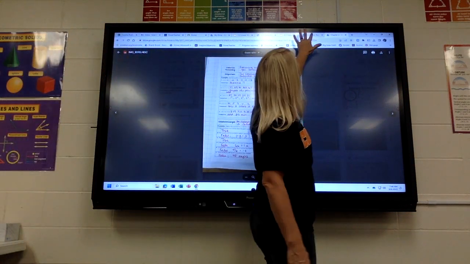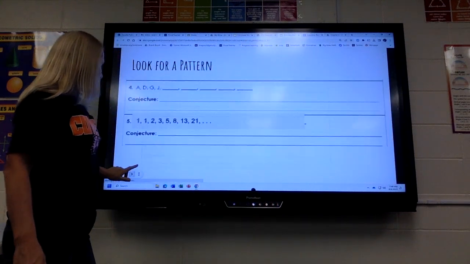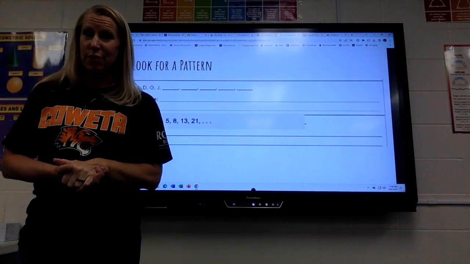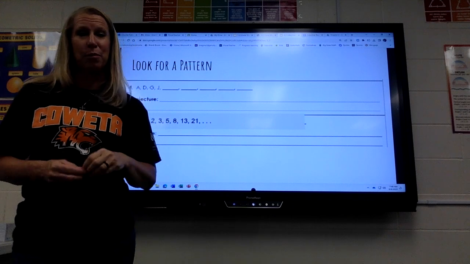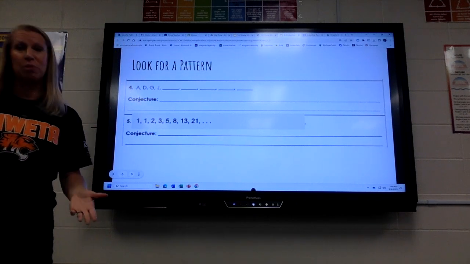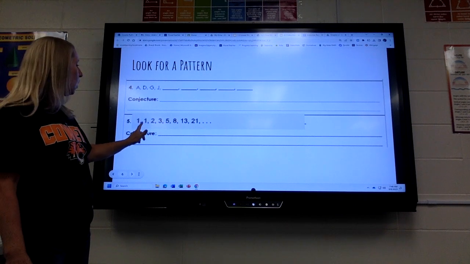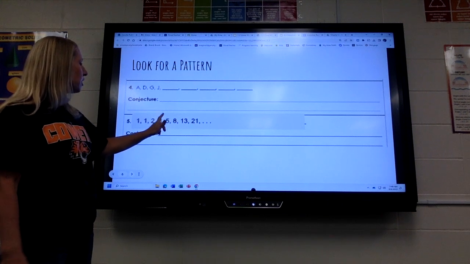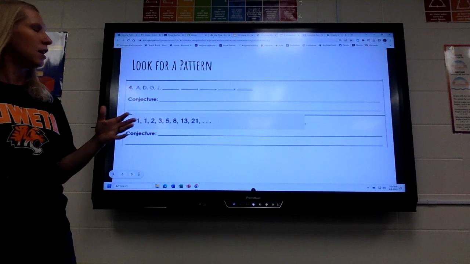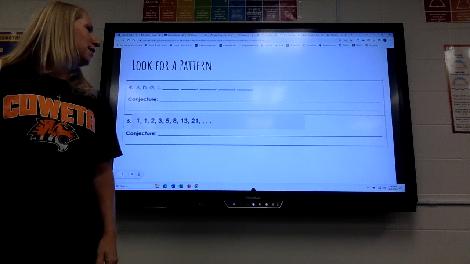Now, a really important sequence of numbers is this one right here. It is called the Fibonacci sequence, so it will be on your test. It's really important. This pattern is you add the 2 previous numbers. 1 plus 1 is 2. 1 plus 2 is 3. 2 plus 3 is 5. 3 plus 5 is 8. 5 plus 8 is 13. 8 plus 13 is 21. So just do 13 plus 21 to get the next number.